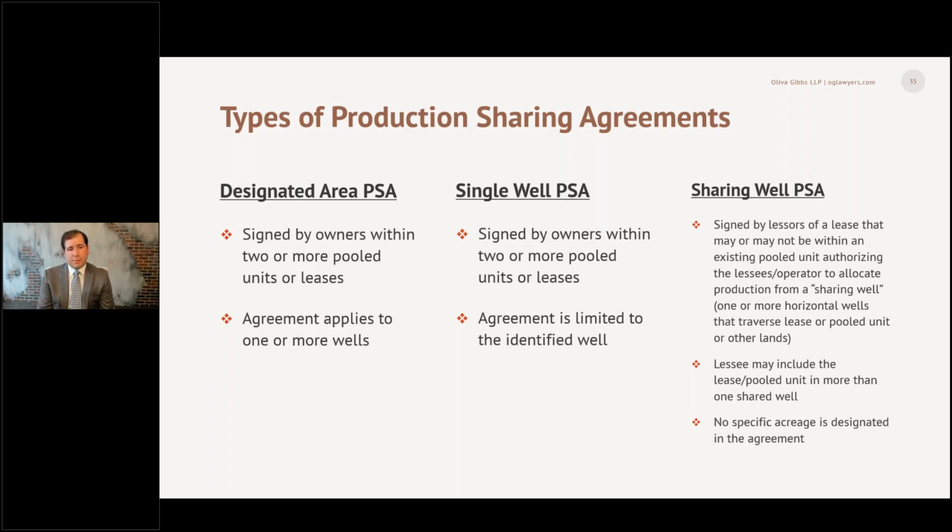You may have a designated area production sharing agreement signed by owners within 2 or more pooled units or leases. This agreement generally is going to apply to 1 or more wells, because you're going to do a designated area, maybe a large area that you plan on drilling multiple wells across, and you're going to allocate production ahead of time. Sign this production sharing agreement between all the owners, or at least 65% of the working interest, 65% of the royalty owners. You also may have a single well PSA signed by owners within 2 or more. This is going to be limited again to the identified well set forth in the production sharing agreement. And you also may have a sharing well PSA. So these are all 3 different types of production sharing agreements you may have.